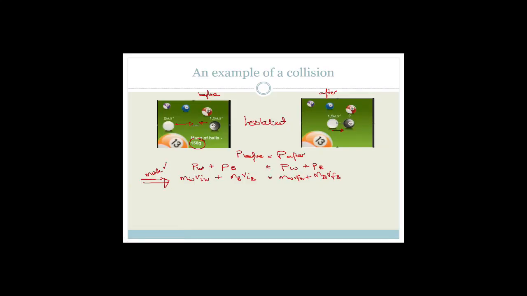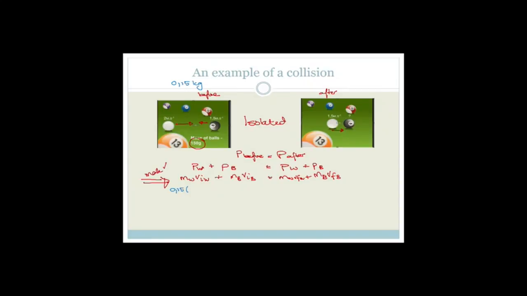So we've got the mass of the white ball. Now all the balls have the same mass, so we don't really have to bother with it, but I'm going to show you anyway. So the answer should not be in grams, it should be in kilograms. So 0,15 kilograms is the mass of all the balls, okay? So we've got 0,15.